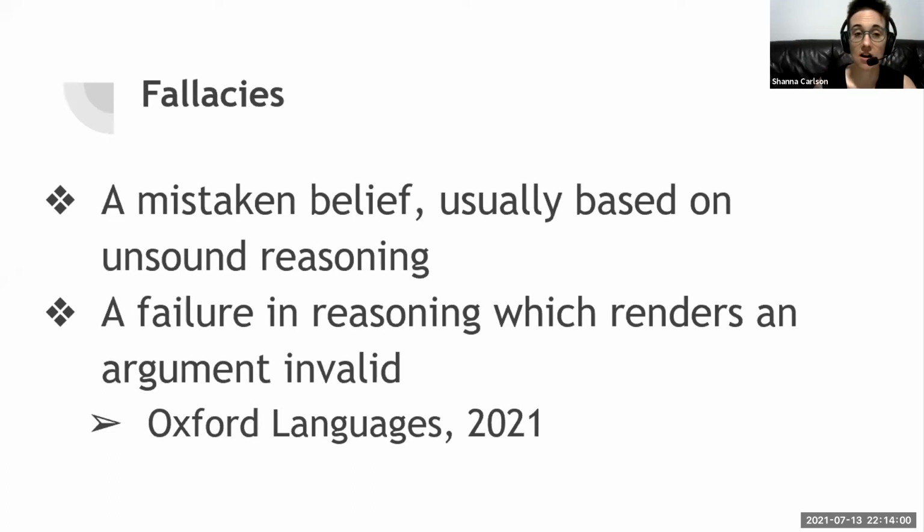And fallacies are anytime that an argument is made with some kind of mistaken understanding or belief, or where the reasoning is not well supported. Oxford Languages defines it as a failure in reasoning which renders an argument invalid. So debaters, we're going to go over the most common ones, and you should be listening for these. If you hear a fallacy, you should point it out to your judge and say, look, this is a fallacy. Judge, you should not accept it in the round. You should instead listen to our argument because, and then explain.